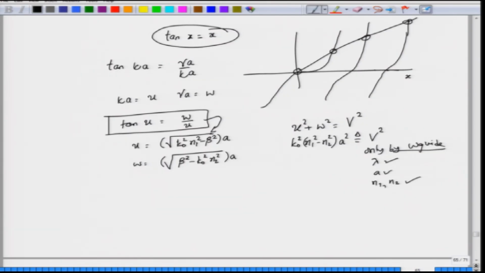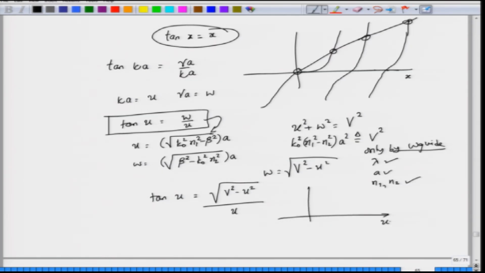But the important point is that the solution that you obtain will be in two steps. After you express w as the square root of v square minus u square, on the left hand side you have a function of u, and on the right hand side also you have a function only of u. You can plot the left hand side and the right hand side as a function of u. On the left hand side it is just a tan function, it will have different values in this manner. So, this will be 0, this is at pi by 2, this is at pi and so on, it is a periodic solution.